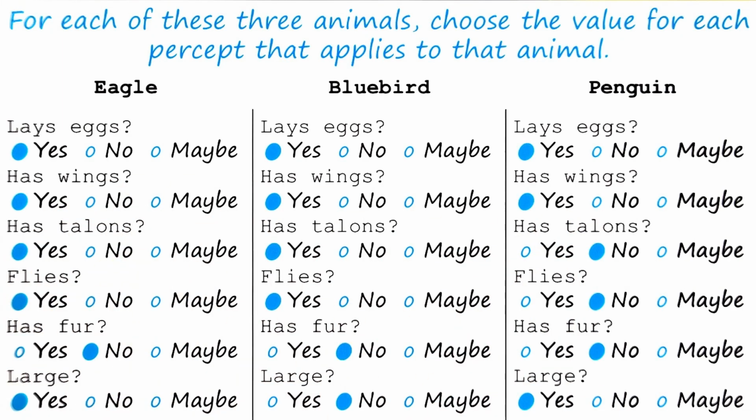So admittedly, I used Wikipedia a little bit to find out some of these answers, but we know that eagles lay eggs, bluebirds lay eggs, penguins, they all lay eggs, and they all have wings. Eagles and bluebirds have talons, whereas penguins kind of have flippers because they swim, so they don't really have talons. Eagles and bluebirds also fly, whereas penguins don't fly. None of them have fur, and we might say that eagles and penguins are large, whereas bluebirds are not very large. Our definition of large is kind of variable, it's kind of subjective, but if we were to draw a line somewhere, it's reasonable to say that bluebird is definitely on the smaller end of the spectrum.